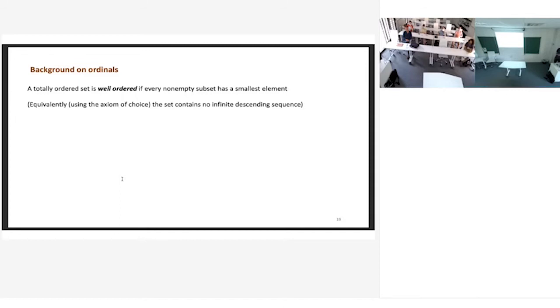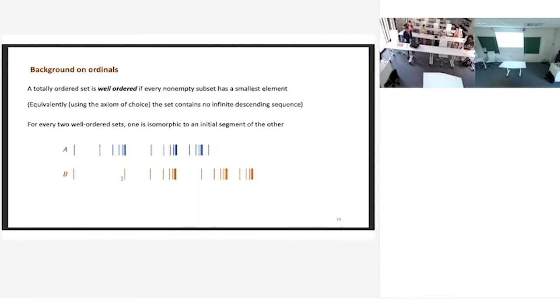So ordinals are a very central concept in mathematics. So first, there's the concept of well-ordered sets. A set is well-ordered if every non-empty subset has a smallest element. Put another way, a set is well-ordered if it contains no infinite decreasing sequences. And so here I have two well-ordered sets, A and B. You see they have infinite increasing sequences, but not infinite decreasing sequences. So you can prove that for every two well-ordered sets, one of them is always isomorphic to an initial segment of the other. So here B is isomorphic to an initial segment of A.